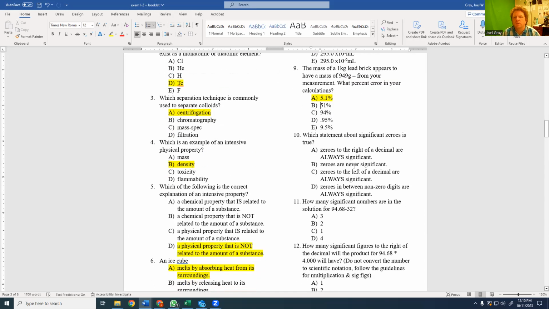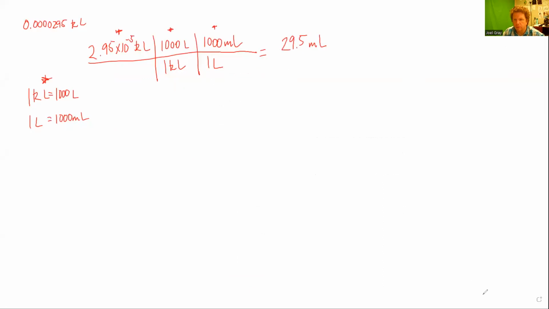The next question reads, which statement about significant zeros is true? To give a little bit of an idea of significant zeros or insignificant zeros, I want to write some numbers. If I wrote this number, 100.000, there are a total of 5 zeros in this number, and all 5 of them are significant.